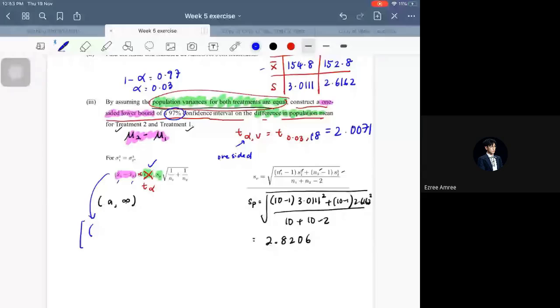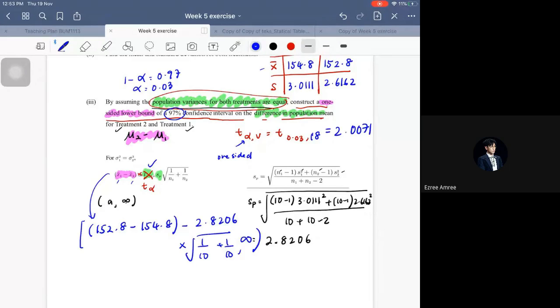So it's going to be 152.8 minus 154.8. Because it's a lower bound, it's going to be minus. Then I'm going to have Sp, which is given by 2.8206, and that is going to be multiplied by the square root of 1 over 10 plus 1 over 10. And the upper bound is going to be infinity. Okay, what value do you get for that?